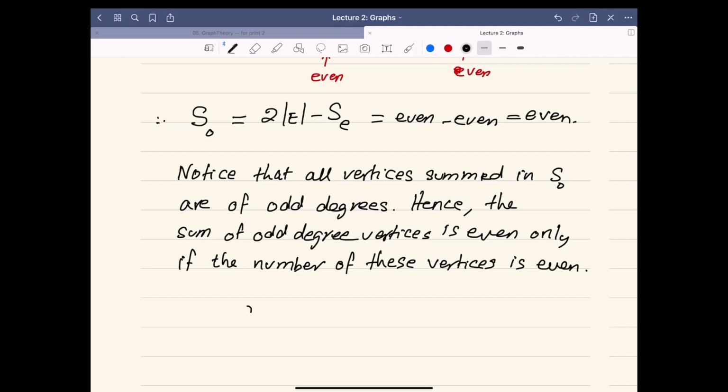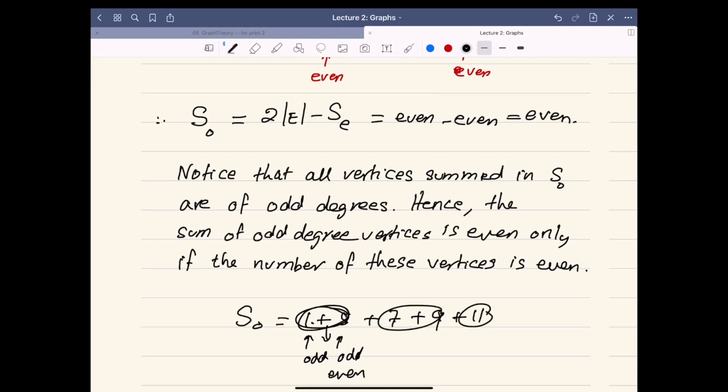Now imagine that we have SO as the summation of odd degrees. Let's say 1 plus 5 plus 7, let's say 9. Now you know that if you add odd and odd, you will get even. So that means every 2 gives you even. So if you add one more here, so 1, 2, 3, 4, 5, then this will be even, these will be even. So even plus even is even, but even plus odd is odd. So you will not get the summation even. Therefore, the number of odd vertices in the summation should be even, otherwise the summation will not be even.